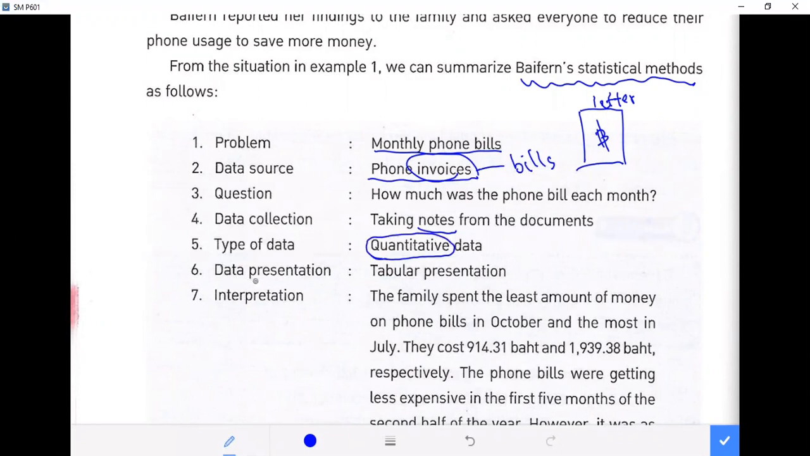Okay, data presentation. What is the presentation method that she is using? It's a tabular presentation. Tabular is about the table. So she has two columns, like that. Okay, this is not a six pack. Yeah, it's a tabular. Okay, and what are the interpretations? What is her interpretation, right?